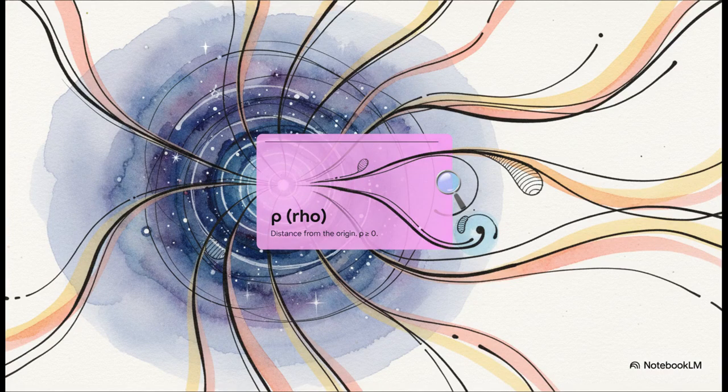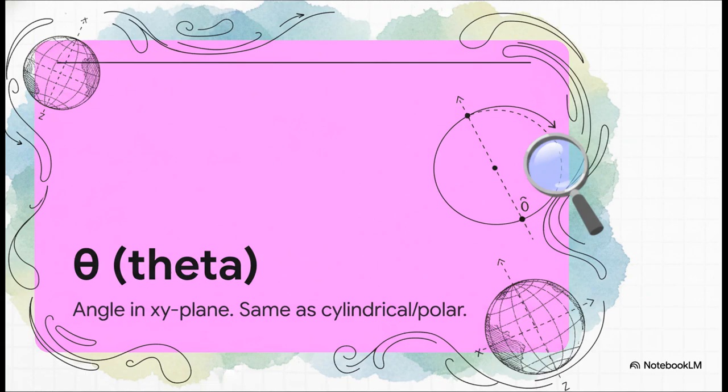Okay, first up is rho. And honestly, this one's the easy one. Rho is just the straight line distance from the very center of our coordinate system, the origin, directly out to whatever point we're talking about. It's basically the radius. And since it's a distance, it can't be negative, so rho is always 0 or more. Simple as that.